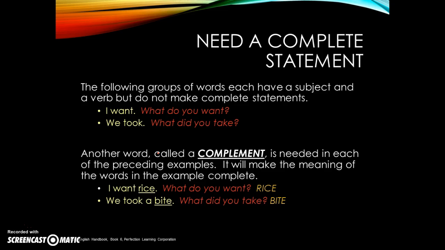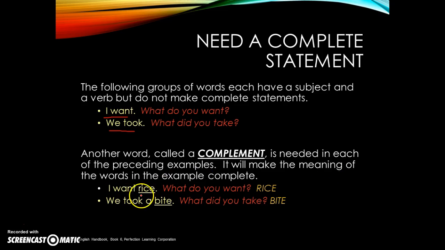The following groups of words each have a subject and a verb but do not make complete statements. This one says, I want. Well, what do you want? This one says, we took. Well, what did you take? So another word called a complement is needed in each of the preceding examples. It will make the meaning of the words in the example complete.